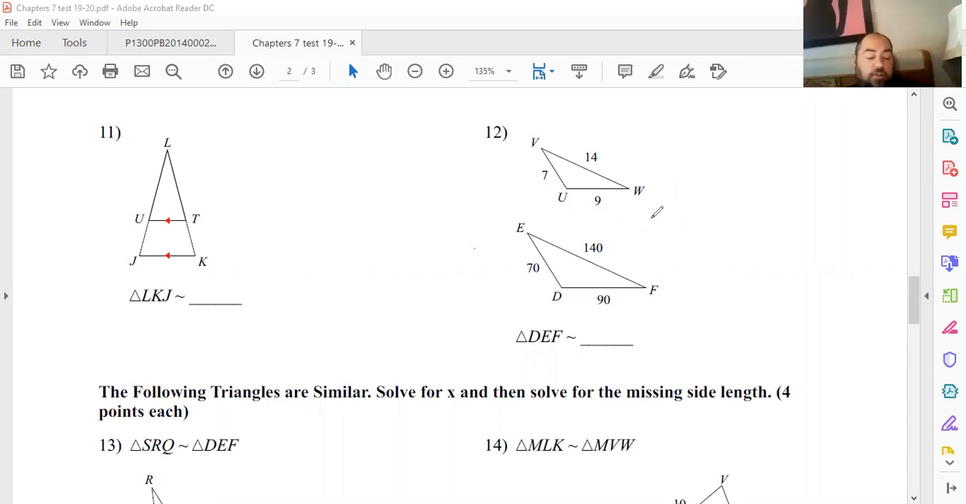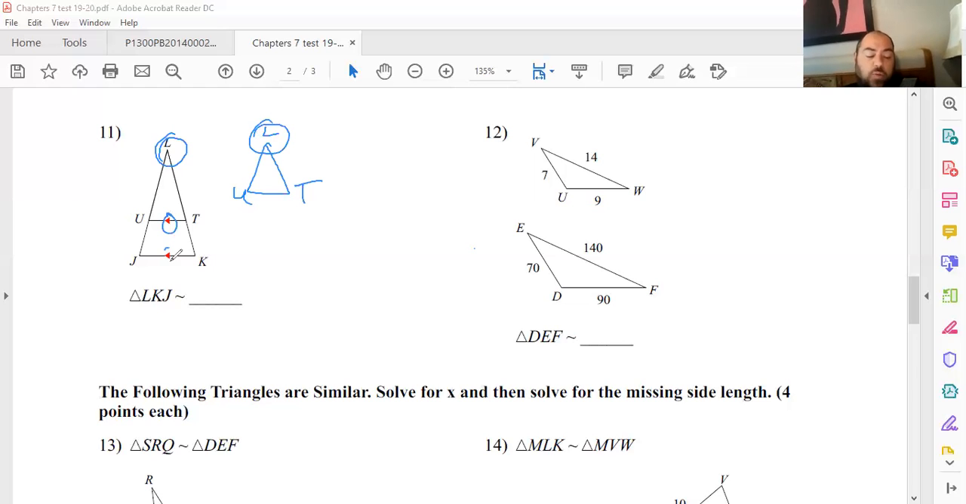And what we're going to do with that is see, so that's the big outside one. We're going to see if LUT is the same. And it is. So we see that because if we were to break this out, we'd have LJK is the big one, and then that little triangle up top would be LUT. So notice that L and L, those are the same angle. So we have one angle point. We have no side lengths here, so we know really what we're going for. It has to be angle-angle similarity.